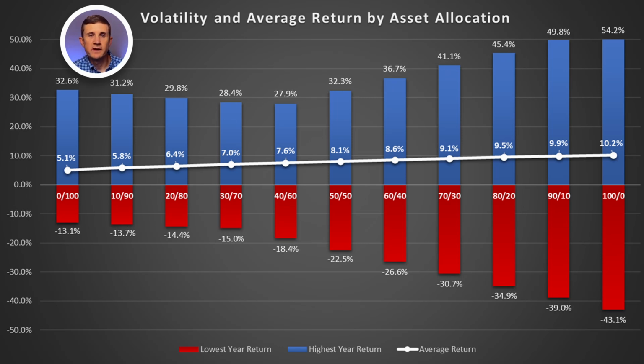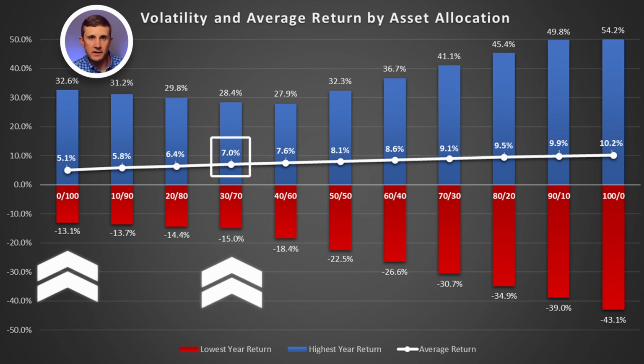For example, by moving from a 100% bond asset allocation to a 30-70 stock to bond allocation, you get exposure to a higher average return, that's 7% versus 5.1%, without a proportional amount of additional downside risk. It's negative 15 versus negative 13, so just negative 2% more risk for 2% more return. 2% higher annual returns for a less than 2% chance you'll experience a slightly worse performing year in 1 year out of the many years you hold the portfolio is a really good trade.